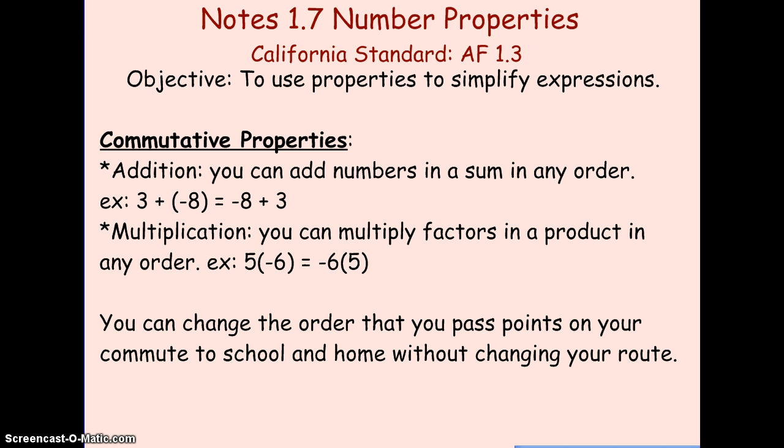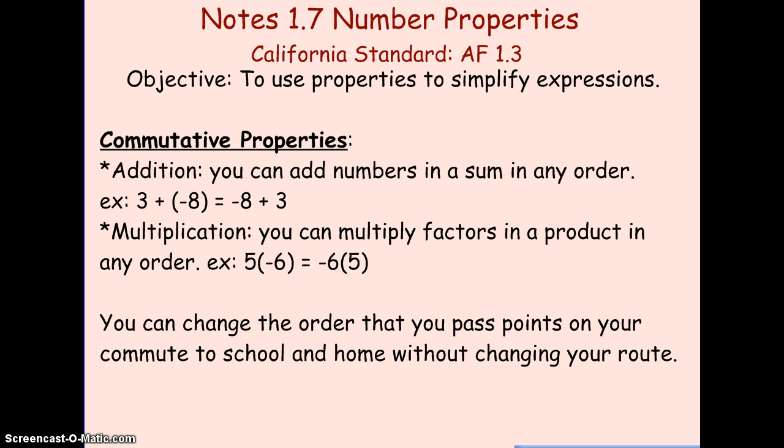And our standard today is AF 1.3. So, commutative property. For addition, you can add numbers in a sum in any order. For example, 3 plus -8 or -8 plus 3. It's still not going to change your answer regardless of the order the numbers are written. The same is also true with multiplication. You can multiply factors in a product in any order. For example, 5 times -6 or -6 times 5.